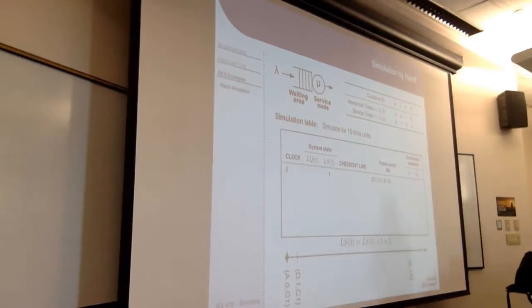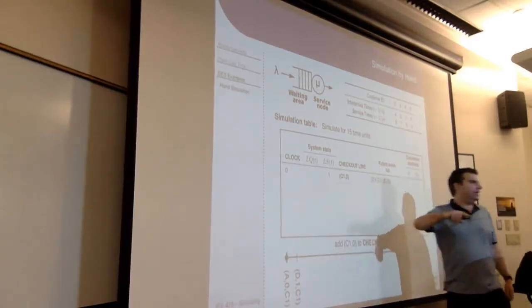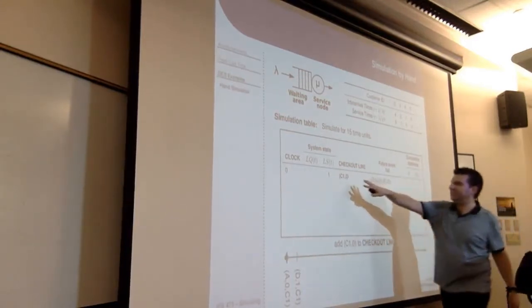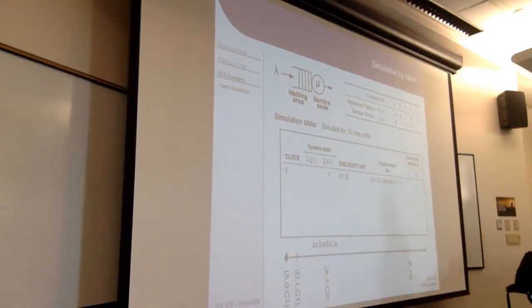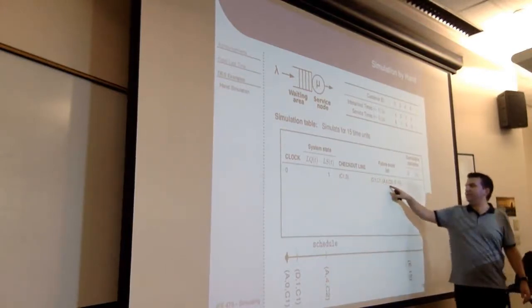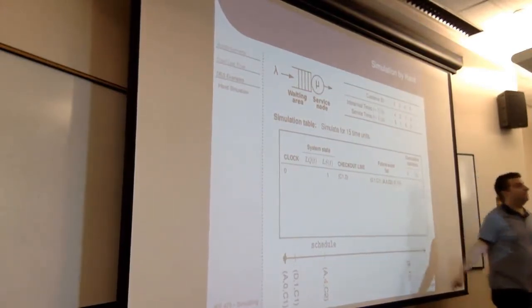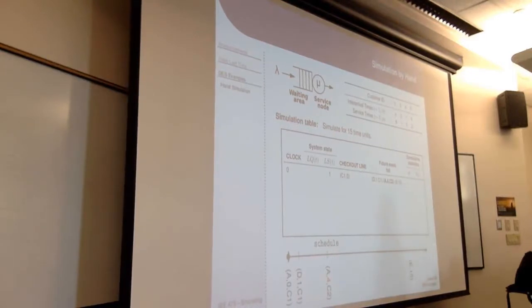So then I increment my server from 0 to 1, and then I add customer 1 to the checkout line. And I know that whoever's first in the checkout line is currently being served. And then I have to schedule customer 2. Well, if I look up here, customer 2 arrives 4 time units after customer 1. So I just look at the current time, and I add 4, and that gives me this arrival event here.